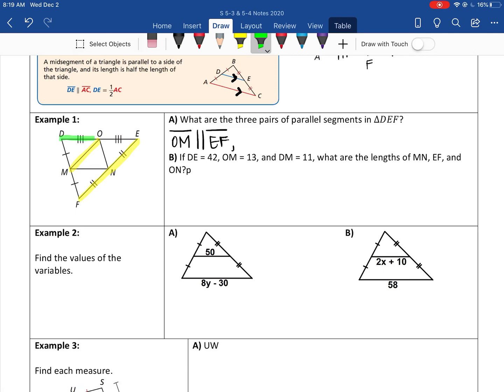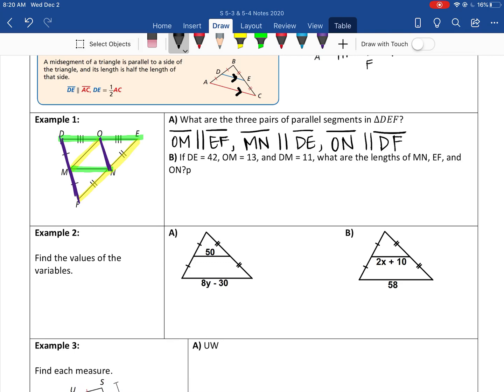Our next one is DE. MN is parallel to its opposite side, DE. And finally, we have this last midsegment, ON, and that is parallel to its opposite side, DF. So we have ON is parallel to DF.